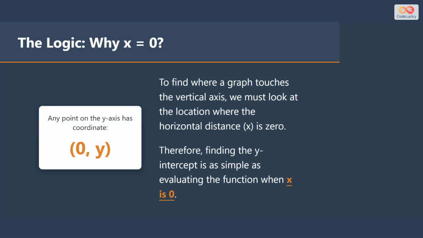Why do we care about 0? Well, think about the coordinate system. The y-axis is the vertical line right in the middle. Anywhere on this line, the horizontal distance from the center is 0. That means for any y-intercept, the x-coordinate must be 0. This gives us a powerful rule. To find the intercept, we just let x equal 0.